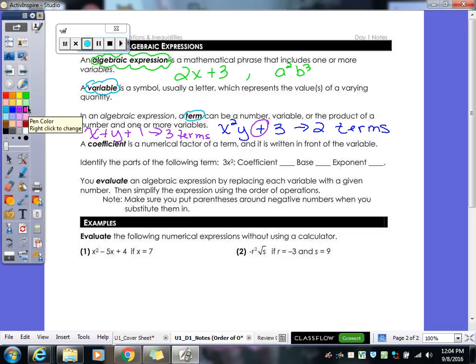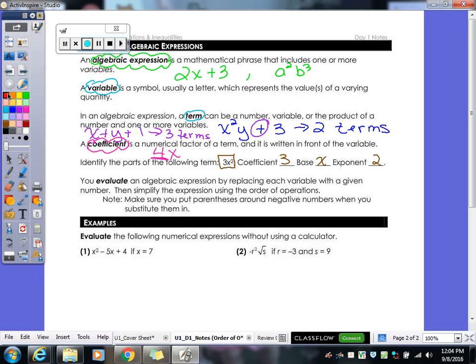The coefficient is the number that comes in front of your variable. So if I have 4x, that 4 is my coefficient because it came in front of my variable. And we always write our coefficients in front of our variable. So if we look at this example here, 3x squared. What is our coefficient in that example? The 3. What's our base? The x, because the 2 is the what? Exponent. The 2 is up there in your exponent spot. So your x is your base this time. And then our exponent is a 2.